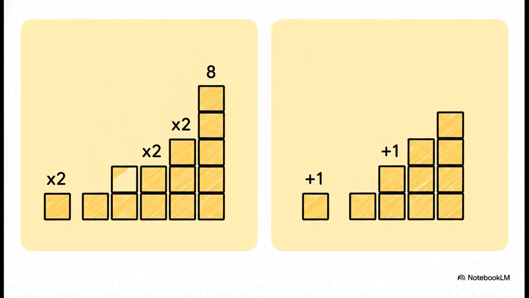And this slide just lays it out perfectly. Look at the left side. 1, 2, 4, 8. You see how each number is just the last one multiplied by 2? That's our guy. That's a geometric sequence. Now look at the right. 1, 2, 3, 4. You're just adding 1 each time. That's a totally different animal, an arithmetic sequence. For today, we are all about that multiplication on the left.